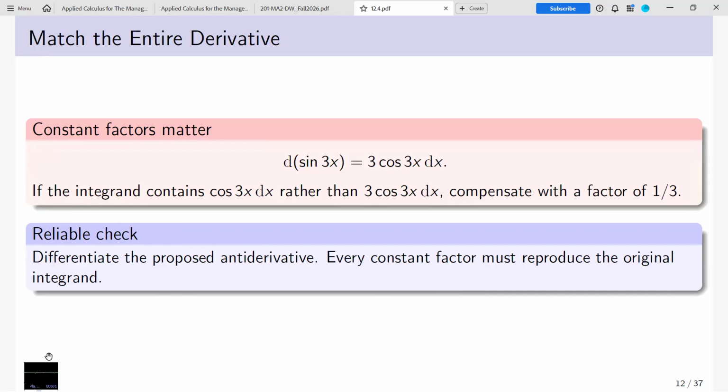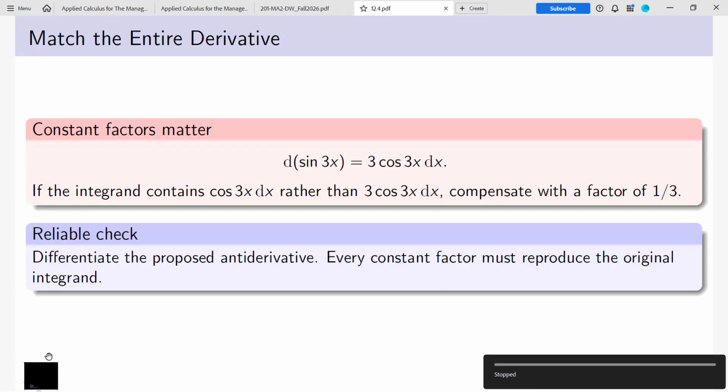A substitution must match the whole differential, including constants. A quick derivative check catches these coefficient errors immediately, before they escape into the final answer.